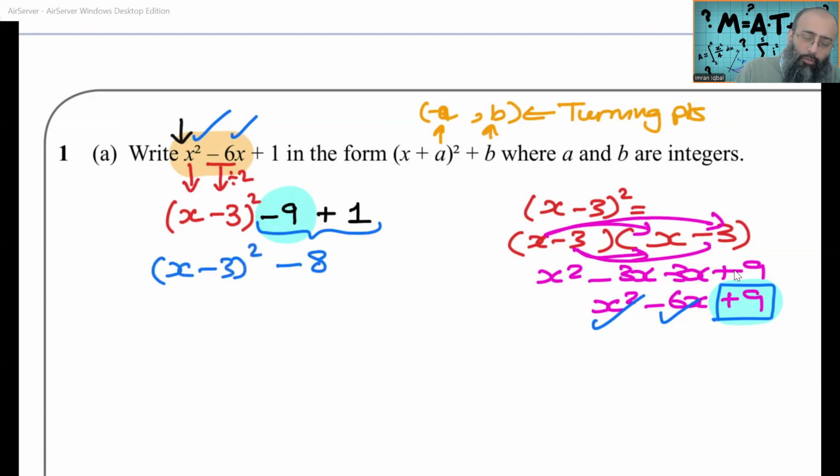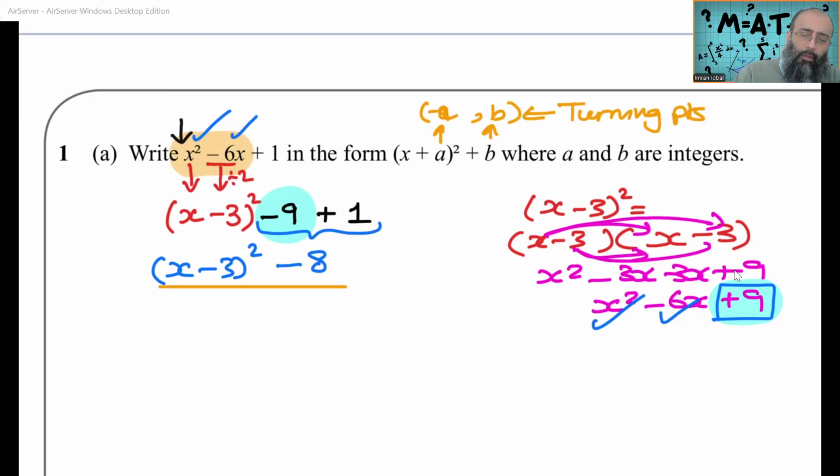Okay, and now we are ready to finish the question. Minus 9 plus 1 simplifies to minus 8. So x minus 3 squared minus 8 will give us back the original answer of x squared minus 6x plus 1. So it's just a different way of writing it. It's like a partial style factorization, partial simplification. It's a very unique style of doing the factorizing. That's how we do it. That's the gist of the basics.